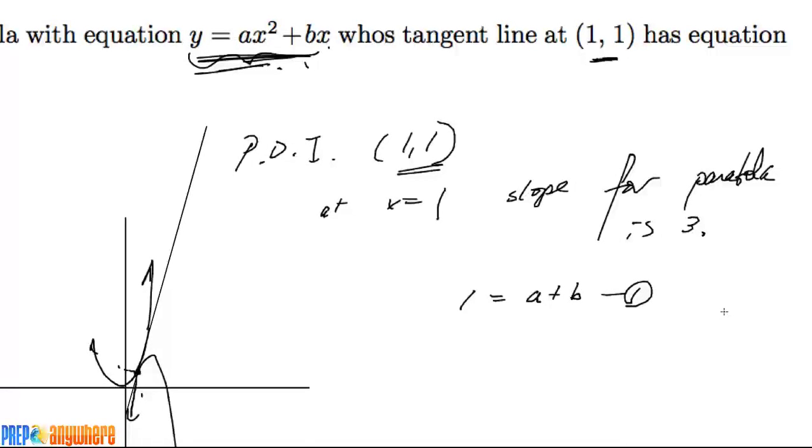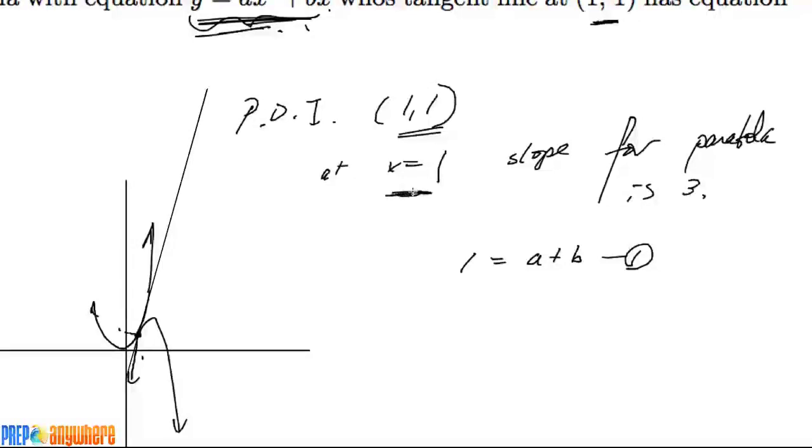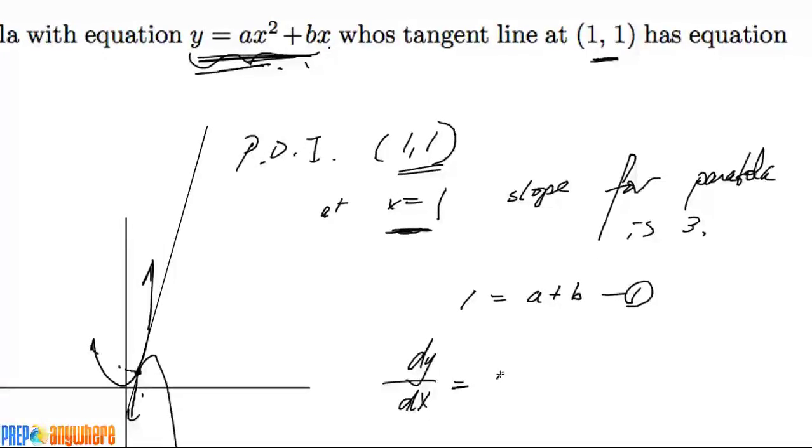Okay. And with the second piece of information, I can find the derivative, dy over dx. That's equal to 2ax plus b, right? a and b are constants, so you just leave them alone. Maybe I should do this: a times the derivative of x squared, which is 2x. And if you differentiate bx, you get b. So you get 2ax plus b.